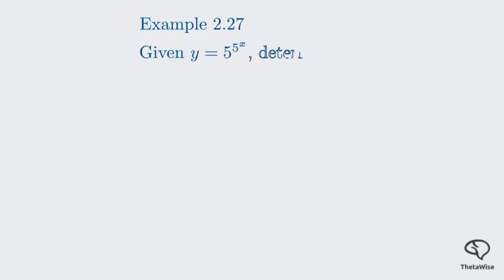Our third example is example 2.27. We will explore 3 different methods to solve this one. The problem is, given y equals 5 to the power of 5 to the x, determine dy/dx. This is a tower of exponents, and it's a perfect candidate for logarithmic differentiation. Let's start with the method described in the memo, which is using logarithmic differentiation once.